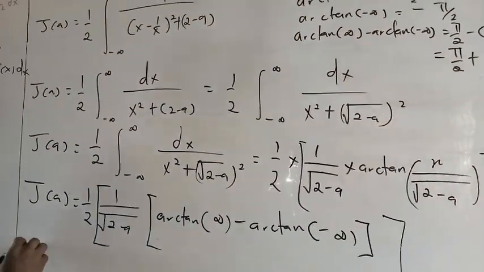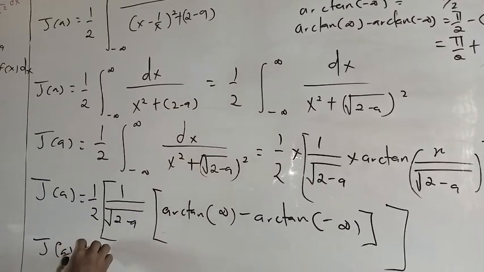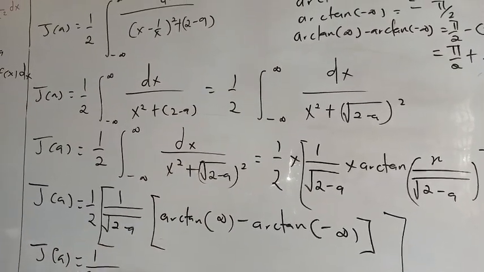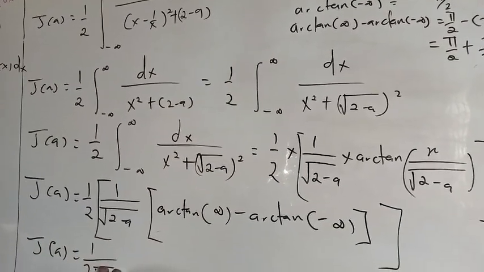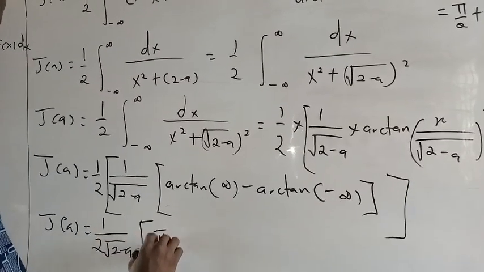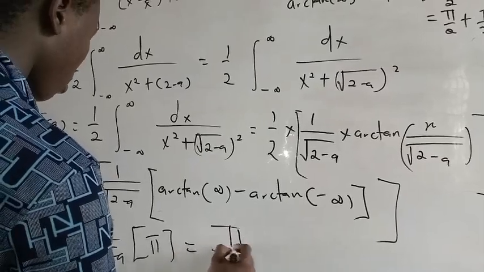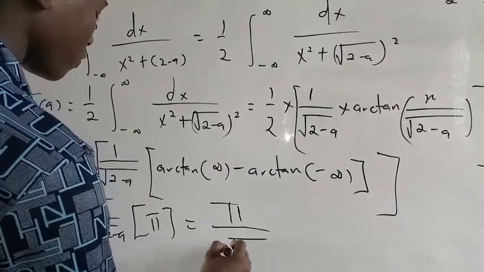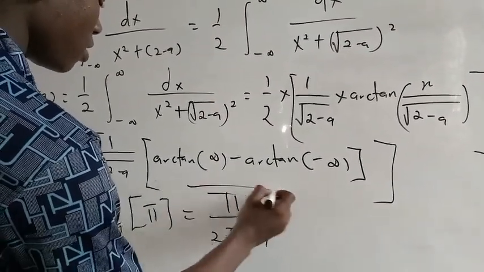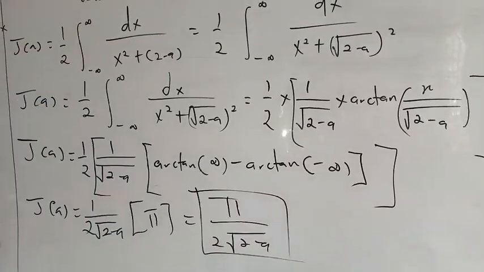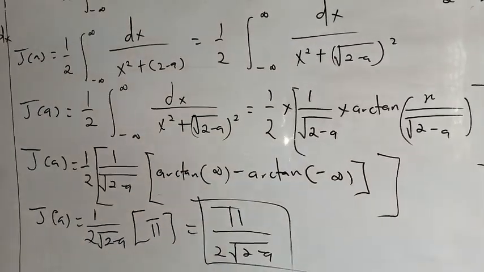So I have J(a) is equal to 1 over 2 multiplied by the square root of 2 minus a multiplied by pi. So 1 times pi will give us pi. So I have pi all over 2 times the square root of 2 minus a. So here is the answer to this problem.